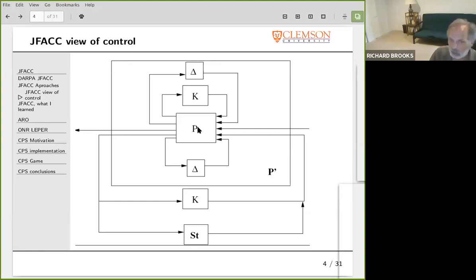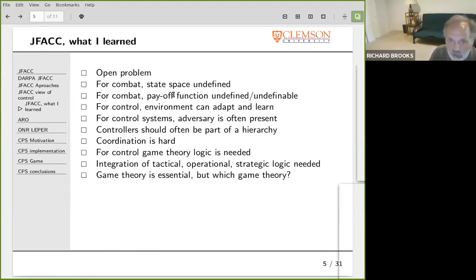Okay, and that changes the problem. There's also an issue in that if the enemy controller is as powerful or more powerful than yours, then the problem is not going to be one that you can control. It's going to be unobservable, it's going to be uncontrollable. So there are limits to what you can do. But it's a very useful way of looking at a larger class of problems. So what I took away from this is it's an open problem, and it's a problem that's probably never really going to be solved.